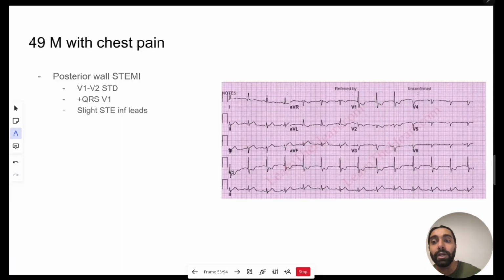You always want to have a low index of suspicion for posterior wall MIs in these patients, and this is how subtle it can be. You can just see it in V1 and V2, and that's it. Usually you want to get EKG leads on their back. If you can get 3 extra leads on their back, you may see a STEMI forming from behind.